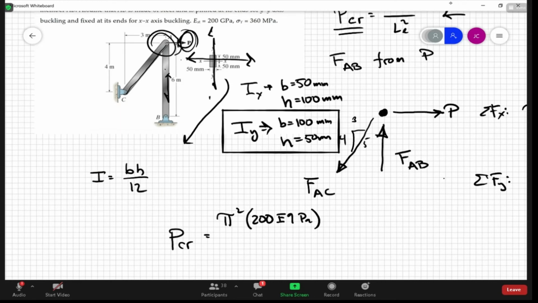Cubed. So we need to use I about the Y, right? We use I_y, and that one is going to be 0.1 meters times 0.05 meters cubed over 12, and that gives me an I of 1.04 times 10 to the minus 6 meters to the 4th, okay? And so that goes here.